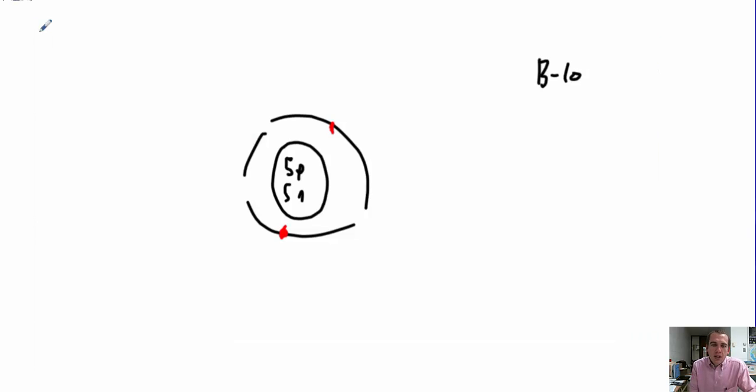So if we were going to draw a lithium dot diagram, since it's in column 1, we would say lithium, Li, and we could put a dot on any side, and that tells me lithium has 1 valence electron. So when you're drawing electron dot diagrams, we're only worried about the number of valence electrons, and to get that, you look at the column number on the periodic table.